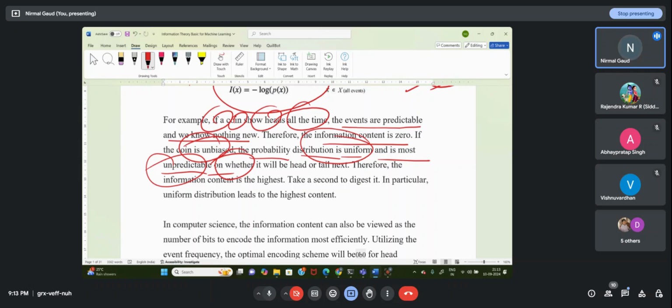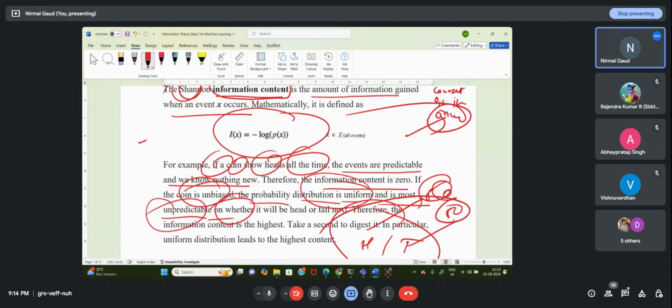So if the coin is unbiased, a fair coin, and you toss it, head can come, tail can also come. This is unpredictable. 50% chance of head, 50% chance of tail. Anything can come. So the information will be at this particular log of p x, where p is the probability. For head the probability is 1 by 2, for tail it is 1 by 2. So minus log 1 by 2, minus log 1 by 2.